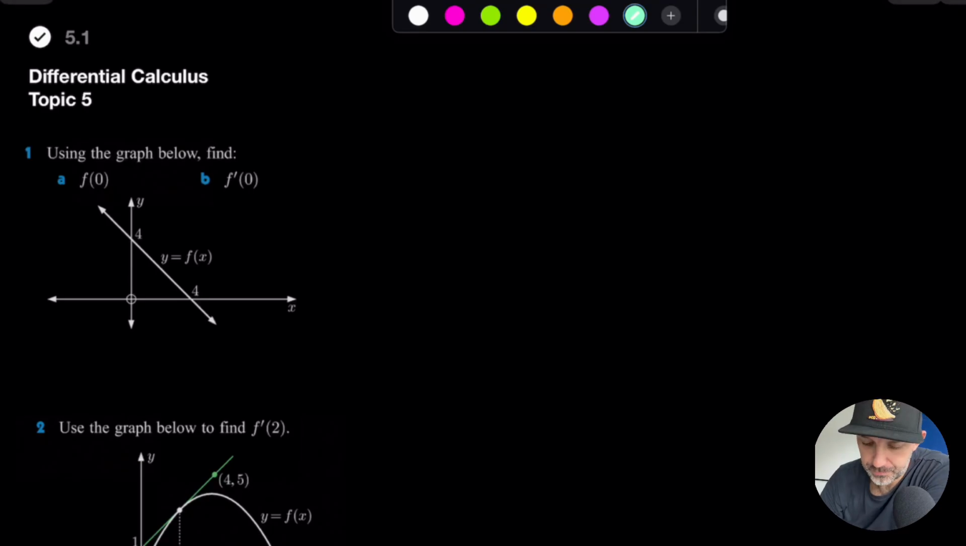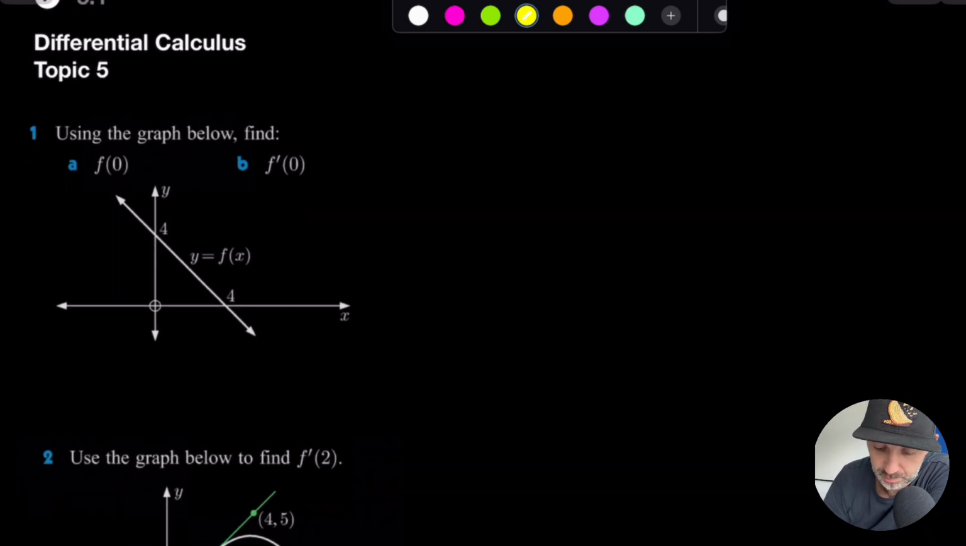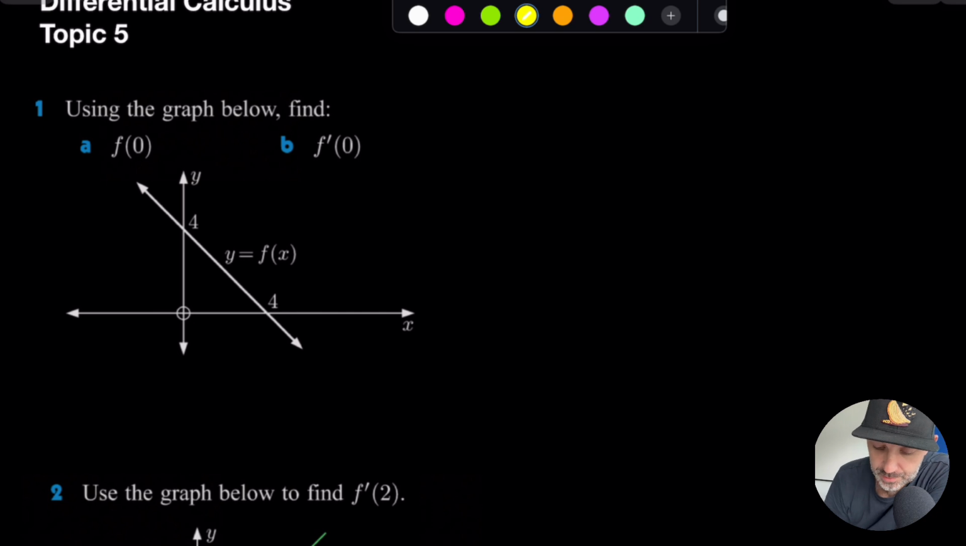Welcome back, everybody. So today we're going to go through differential calculus, more specifically the gradient at a given point, using just a purely analytical graphing approach. So let's have a quick look at question 1. This is the beginning of differential calculus, where we need to simply understand the difference between f of 0 and f prime of 0.